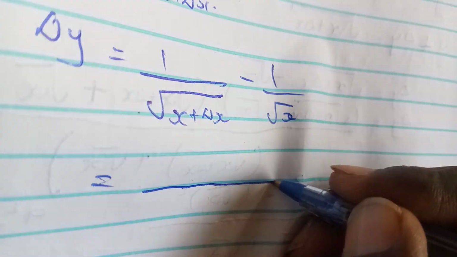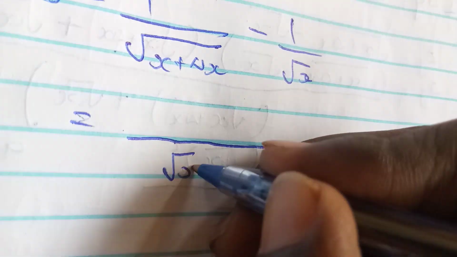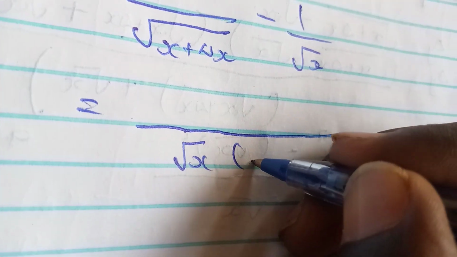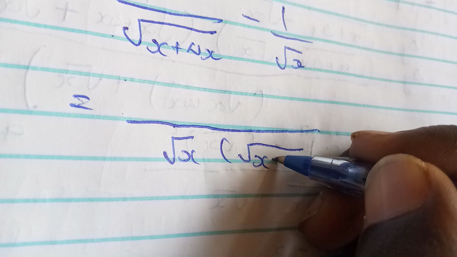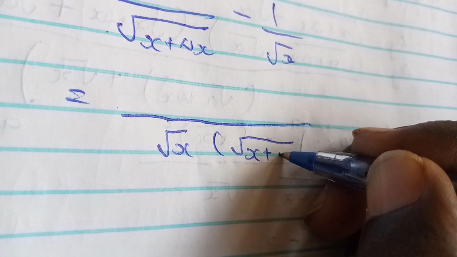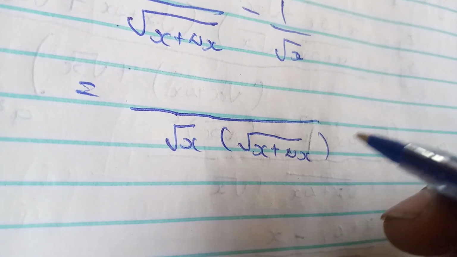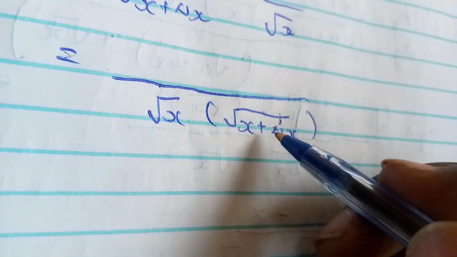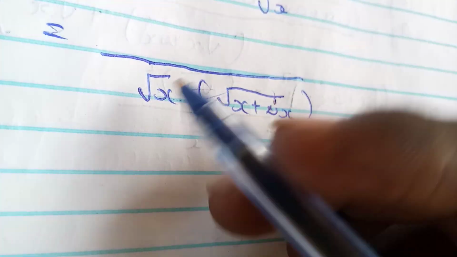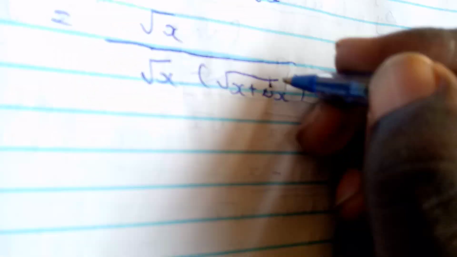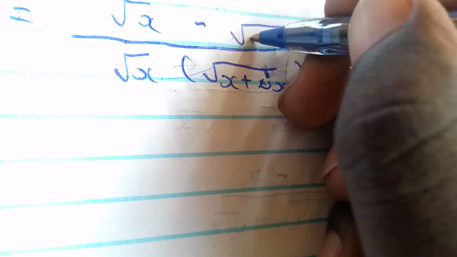What do we do? We get the LCM. The LCM of this is root of x times root of x plus change in x. So if this LCM times this, the whole of this times this will cancel, remain with root of x. Get the whole of this times the whole of this, we remain now with minus root of x plus change in x. This is change in y. So what do we remain with here? This is now leaving us with this.